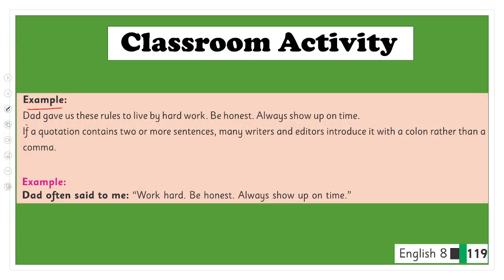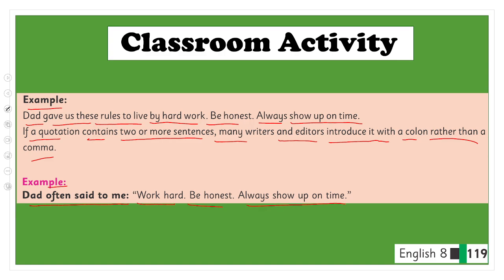Next example is, Dad gave us these rules to live by: hard work, be honest, always show up on time. If a quotation contains two or more sentences, many writers and editors introduce it with a colon rather than a comma. For example, Dad often said to me, work hard, be honest, always show up on time.